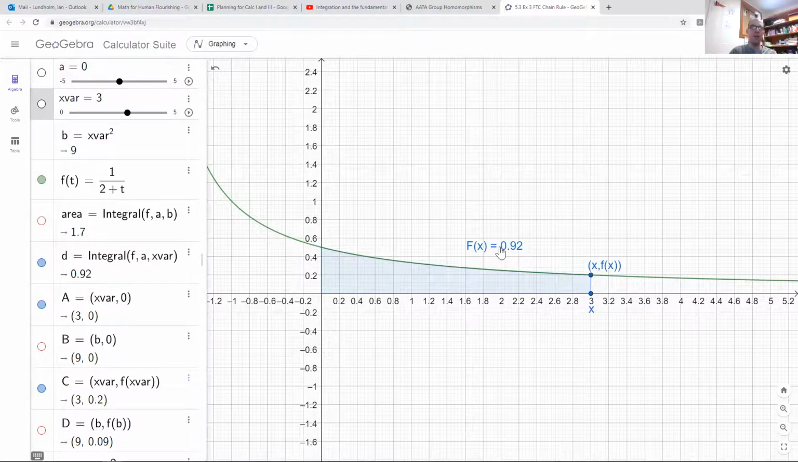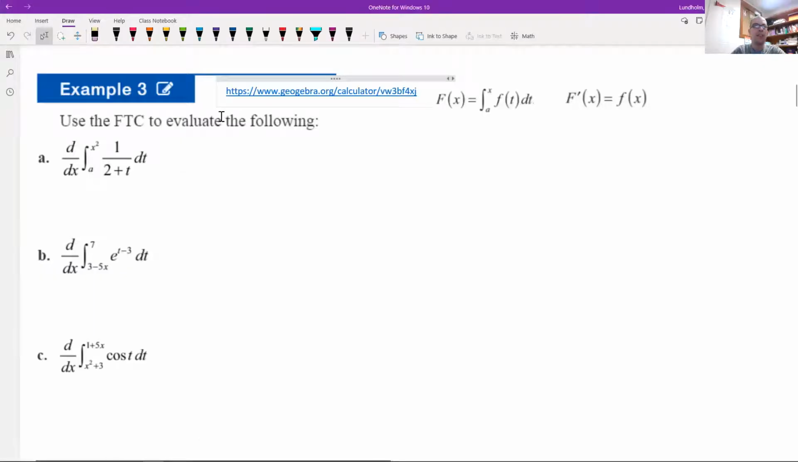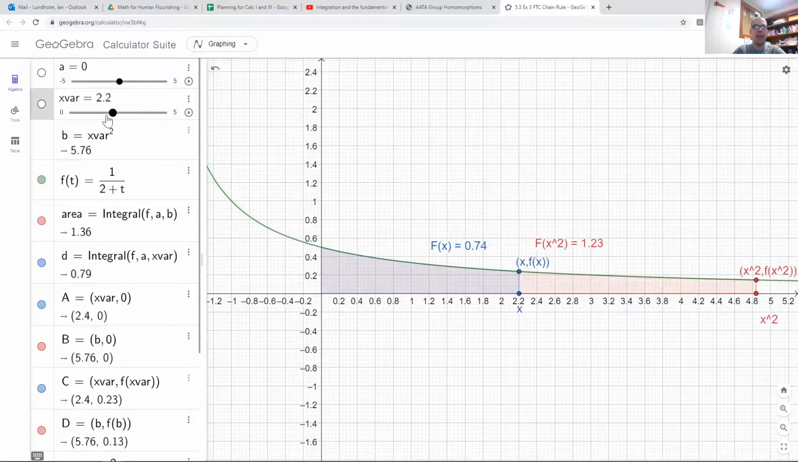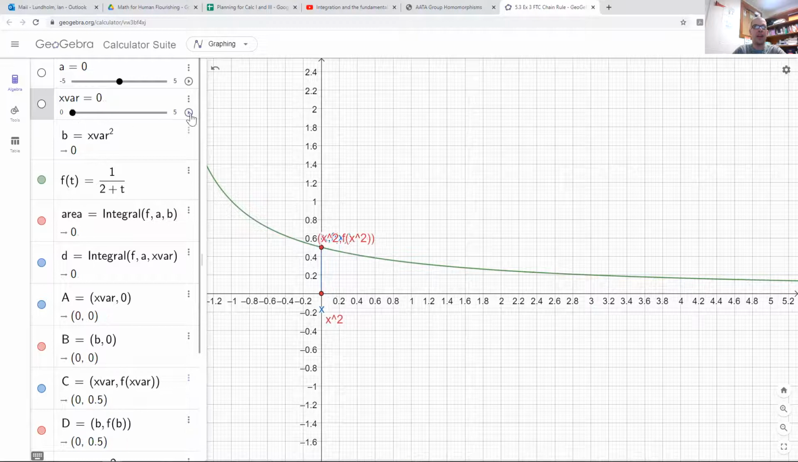Okay, but in the question we were just looking at, instead of having an x in this upper bound, we have an x squared. And that is going to behave very differently than just a regular old x. So let's include this red one in at the same time and watch how they grow.